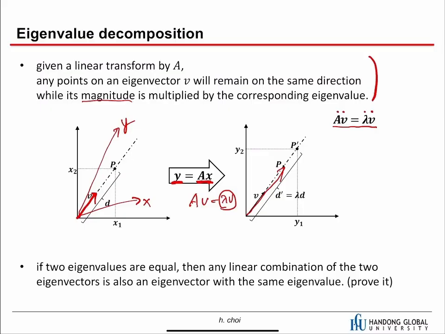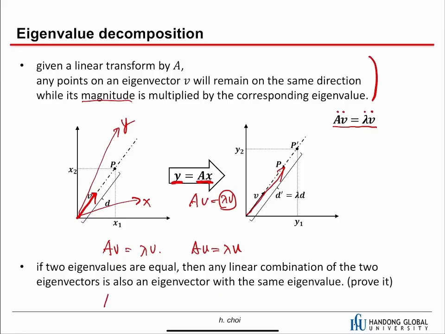This is quite important, and we will see how we can use this property in the next slide. Here's a simple exercise to check if you understand eigendecomposition, eigenvalues and eigenvectors. If two eigenvectors share the same eigenvalue lambda, then any linear combination of the two eigenvectors is also an eigenvector with the same eigenvalue. Let's say A v is lambda v, and A u is lambda u, where v and u are eigenvectors that share the same eigenvalue.